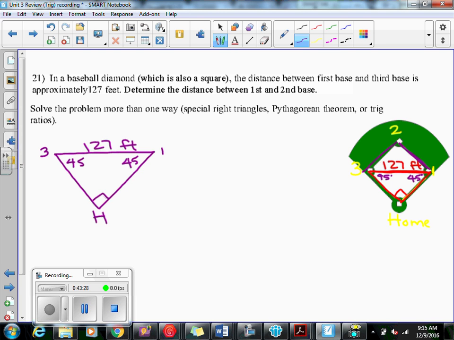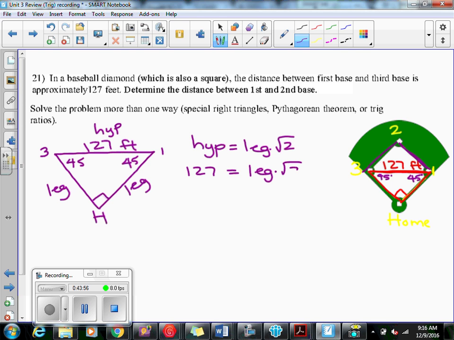So I'm going to start off, since this is a 45-45-90 triangle, and I've been given the hypotenuse. The formula is hypotenuse equals the leg times the square root of 2. So you're going to substitute in this picture. We know this is the hypotenuse, and we know the legs are the same, so it doesn't matter which one you're thinking about finding, they're all equal. So 127 is your hypotenuse. That equals the leg times the square root of 2.